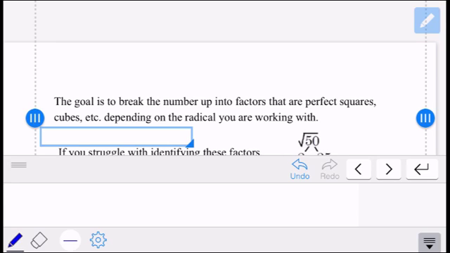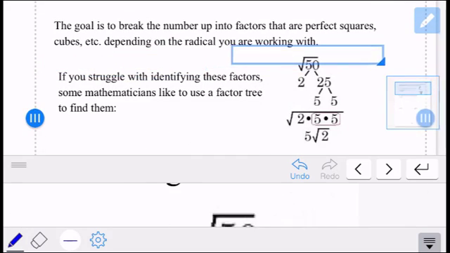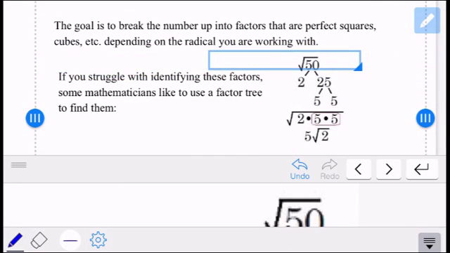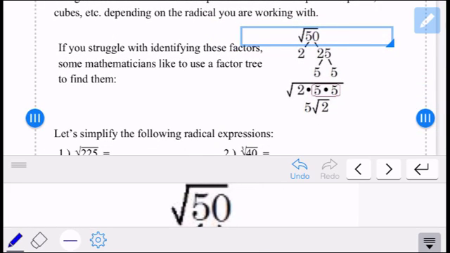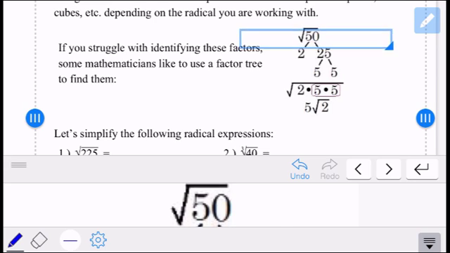Page 2. So the goal of simplifying radicals is to break up the number into factors that are perfect squares, or perfect cubes, perfect fourths, depending on the radical you're working with. So let's take a peek here. If you're struggling with this, you have this tool called the factor tree. So basically what we're doing, you're taking 50 here, and we're thinking about, okay, what does 50 break up into? What factors does it have?